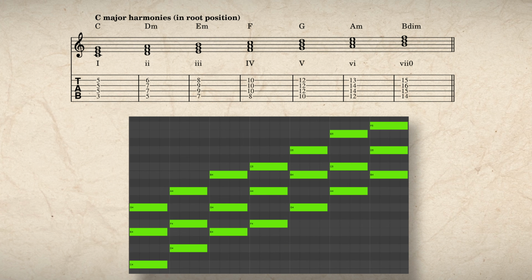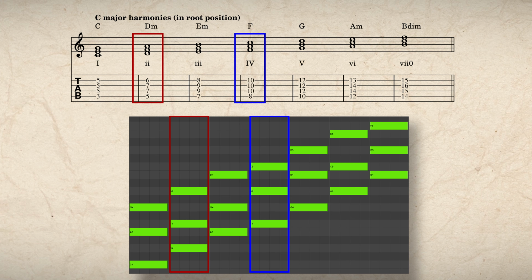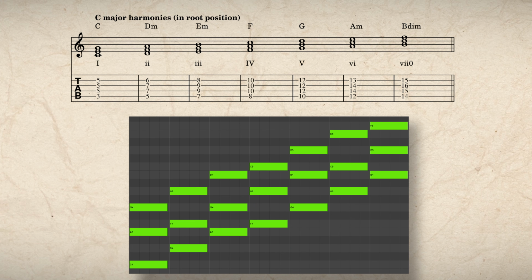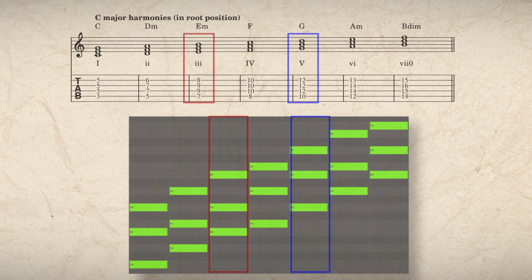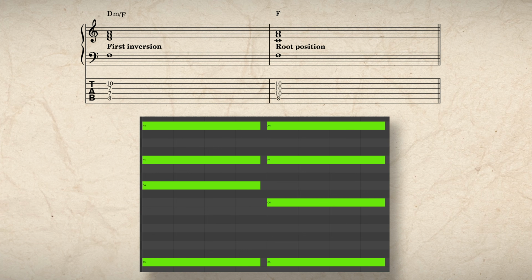Let's look at the harmonies of the C major key again. If I want to replace the F major with a minor chord, then D minor in first inversion is our ideal candidate. Or if you want to replace the G major, then E minor in first inversion is then our ideal candidate. So why is it that these chords sound so similar, and why is it that you can use them to replace one another? When you line them up, you can see that the bass note is the same, and there's only one note that's different between these chords.